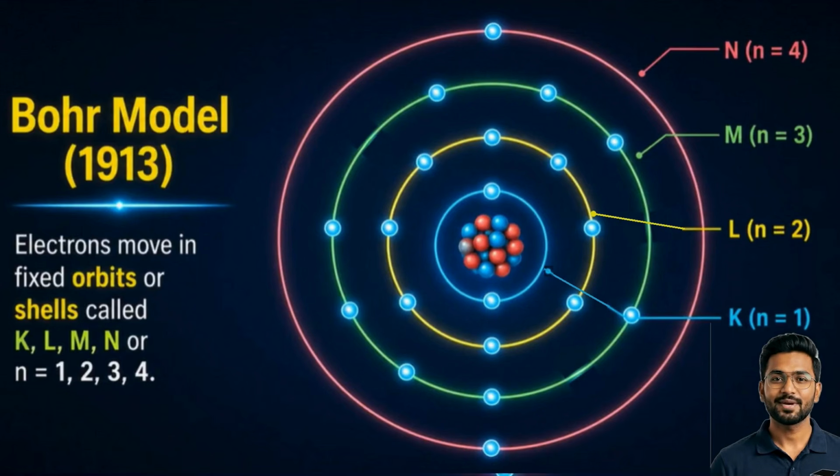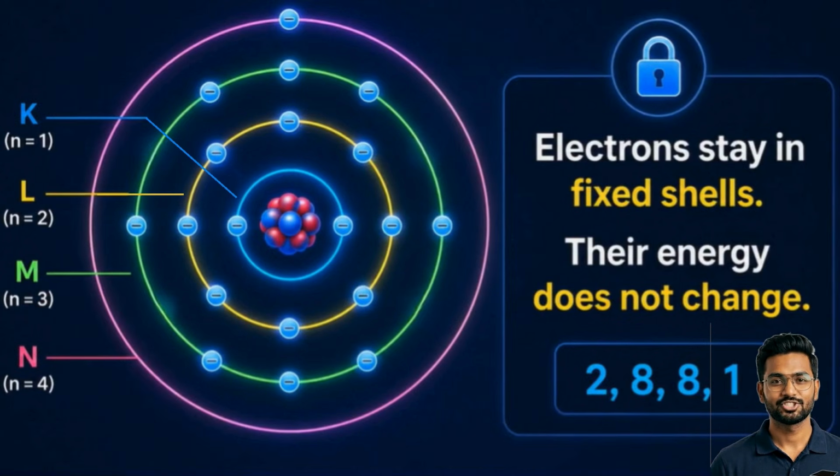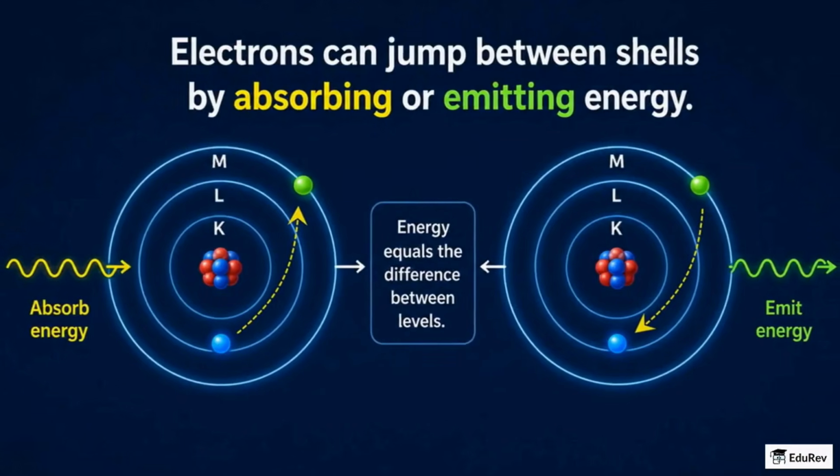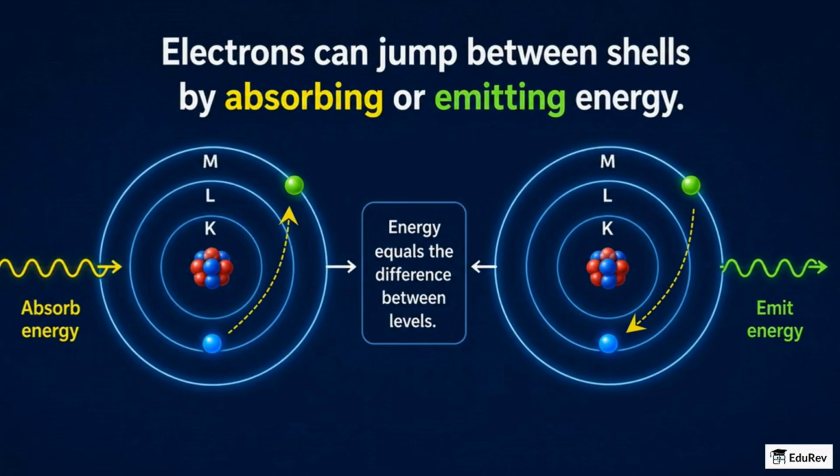To explain atomic stability and spectra, Niels Bohr in 1913 proposed electrons move in fixed orbits or shells called K, L, M, N, or n equal to 1, 2, 3, 4. Each shell has a definite energy, and electrons do not lose energy while in a stationary state. Electrons can jump between shells by absorbing or emitting energy equal to the difference of the levels.